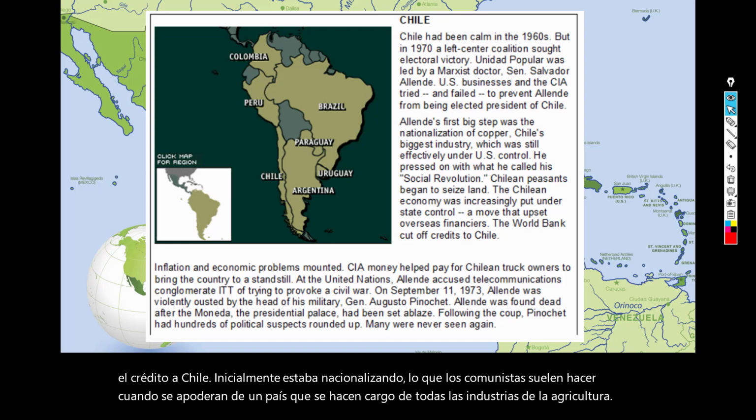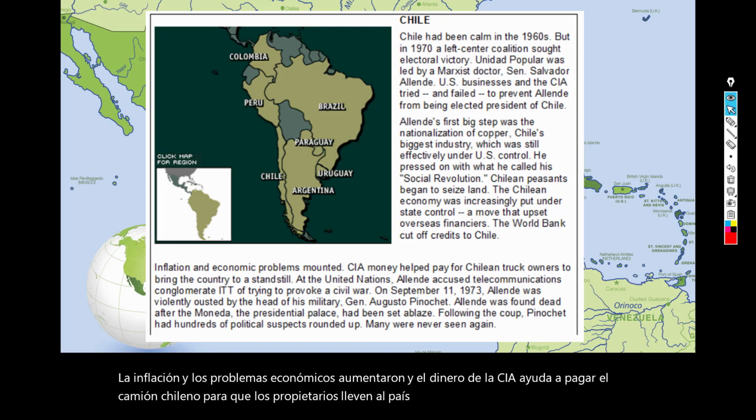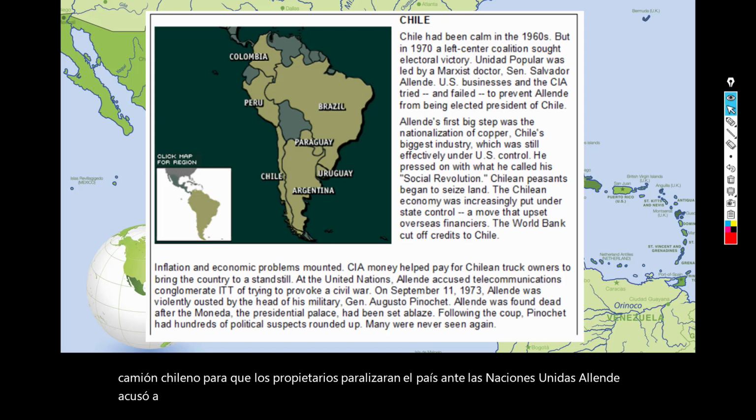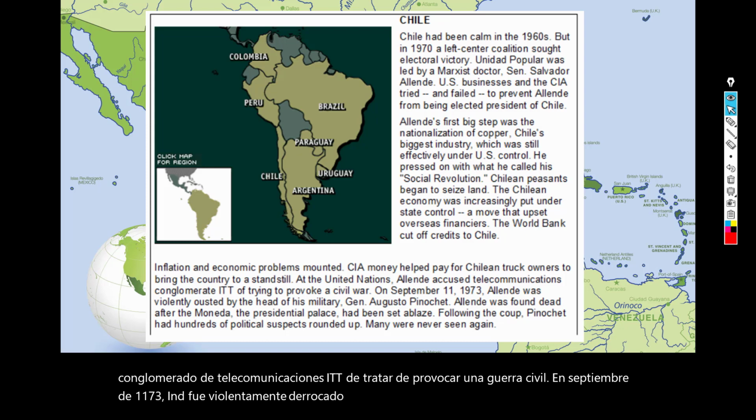Inflation and economic problems mounted, and CIA money helped to pay for Chilean truck owners to bring the country to a standstill. At the United Nations, Allende accused telecommunications conglomerate AT&T of trying to provoke a civil war. On September 11, 1973, Allende was violently ousted by the head of the military, General Augusto Pinochet. He was a military leader.